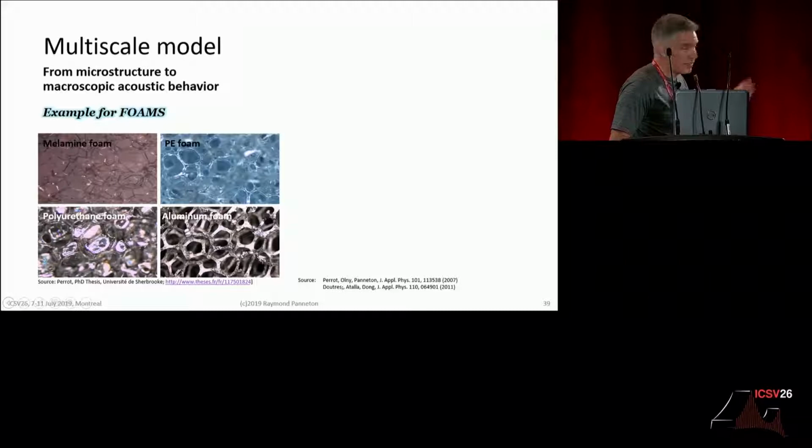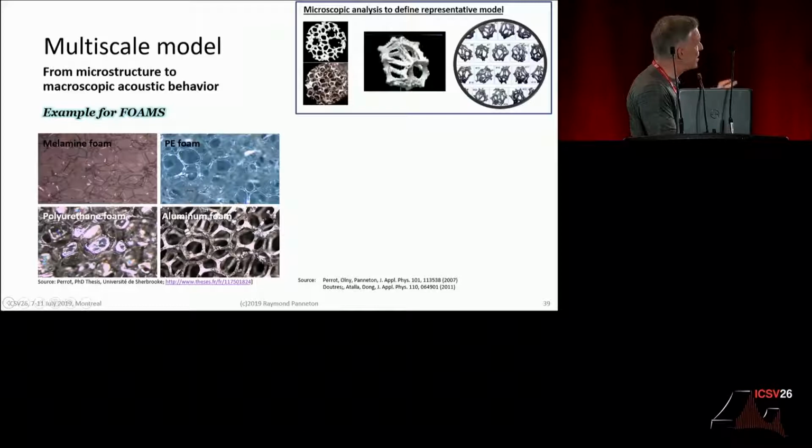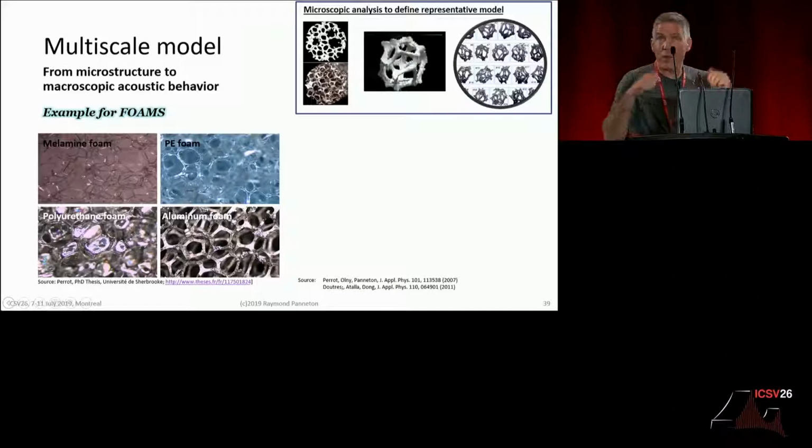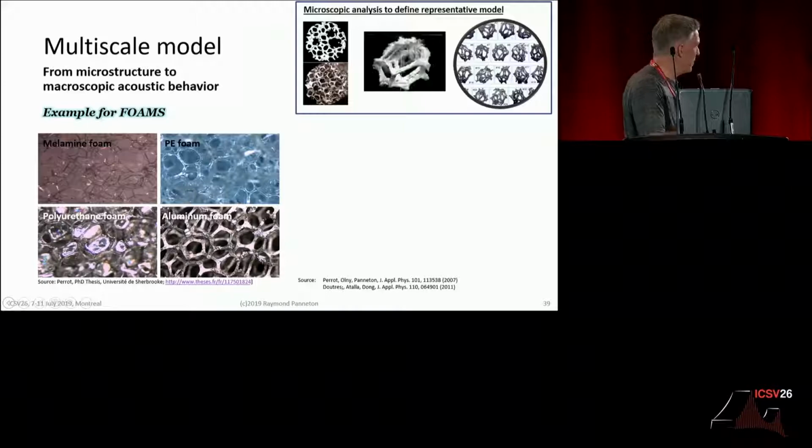The first thing is to characterize the microstructure, okay? Make microscopic analysis to define what we call a representative model, okay, of the microstructures. Here we use optical, electron microscope scan, tomography, microtomographic scan to understand what the representative model for the cells is. This was work done by Camille Perrault at Sherbrooke some time ago, 10 years ago. Probably Camille is over there.